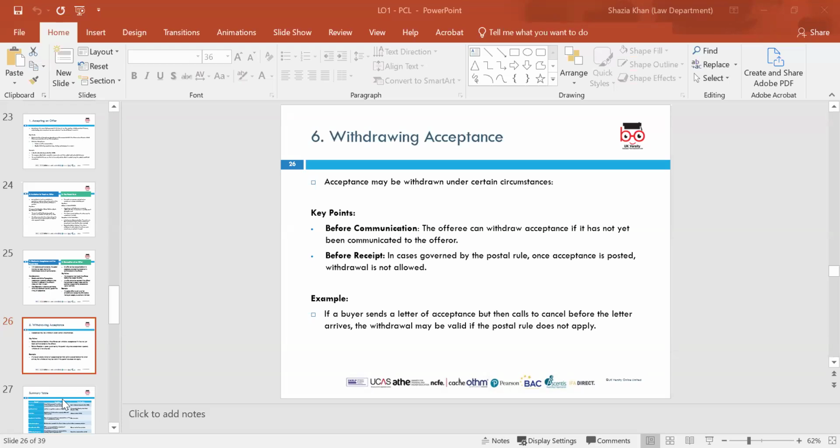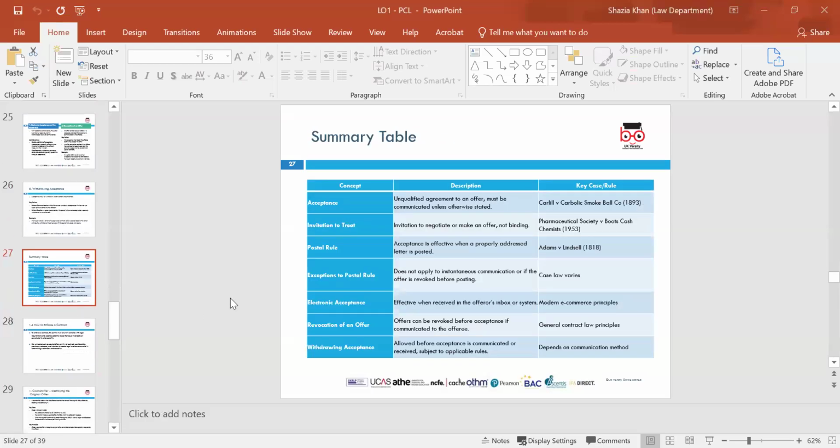So this is a summary table of what we've discussed: acceptance, invitation to treat, postal rule, exceptions to postal rule, electronic acceptance, revocation of an offer, and withdrawing acceptance, with reference to the description. And in the diagram in the table, it identifies cases that you can look at for each element of that.